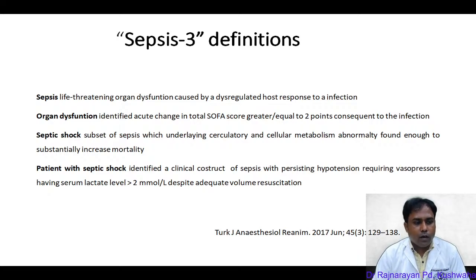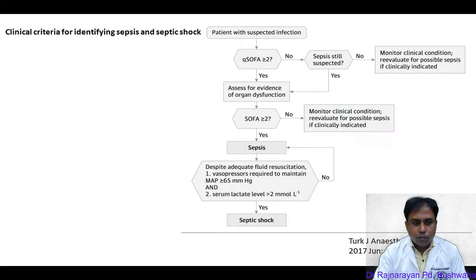We have already seen that a patient with septic shock is identified by a clinical construct of sepsis with persisting hypotension requiring vasopressors, having a serum lactate level of more than 2 millimole per liter despite adequate volume resuscitation. For understanding this Sepsis-3 diagnostic criteria, we see this sketch diagram.